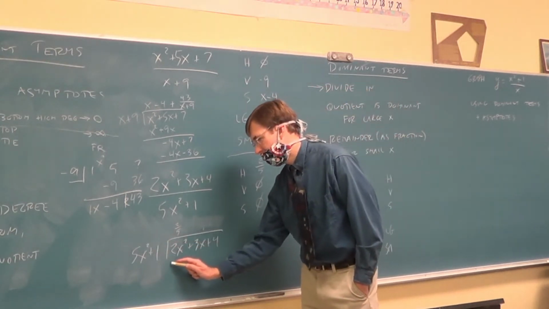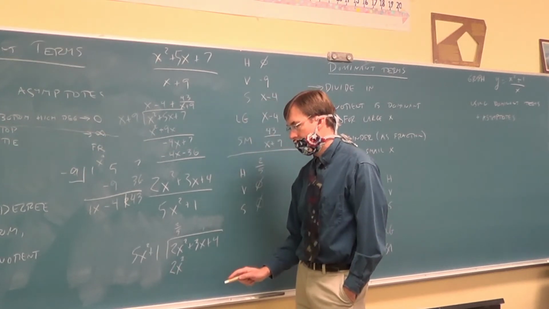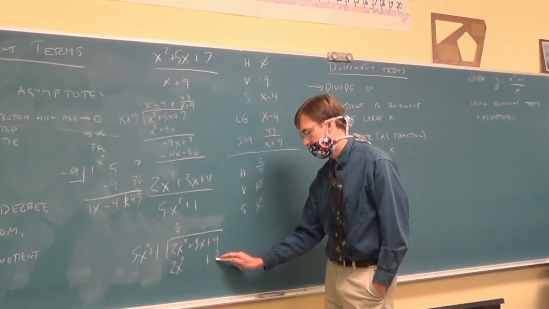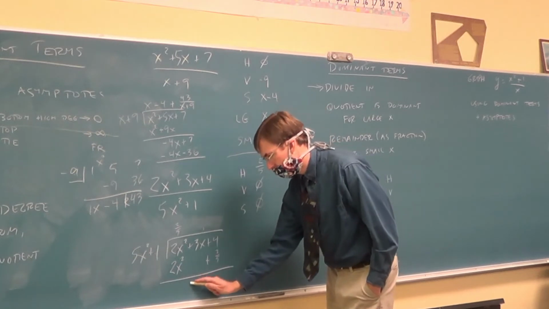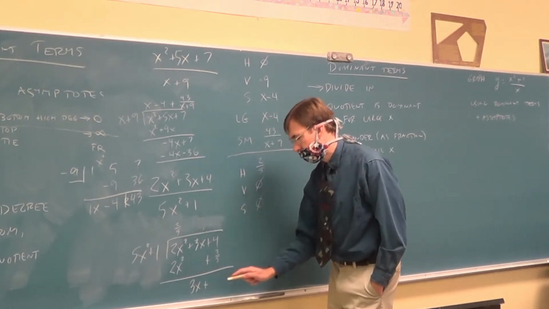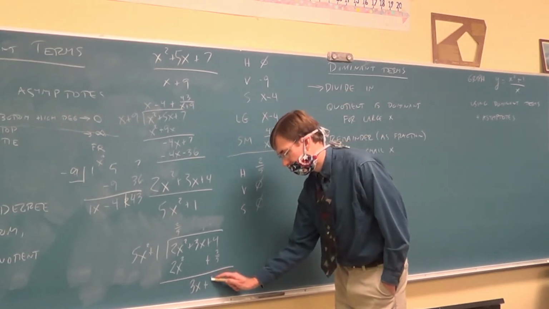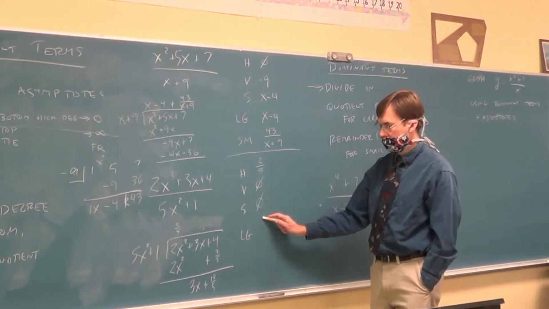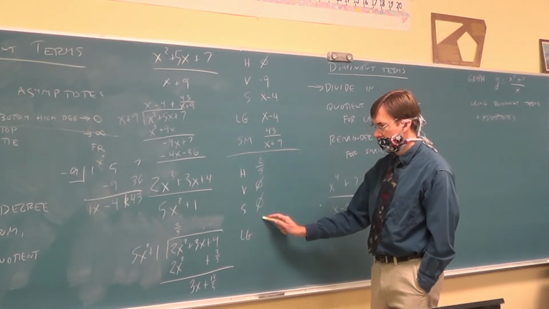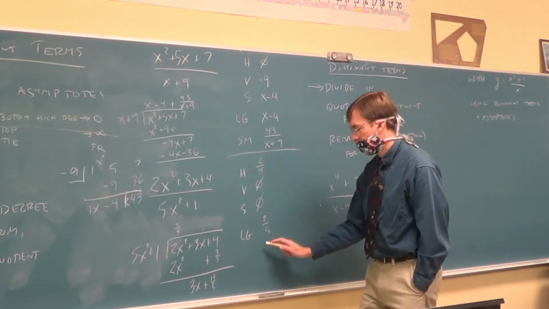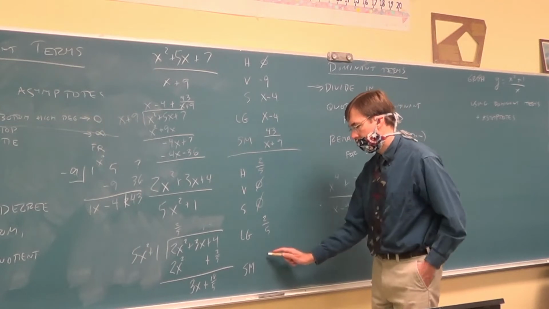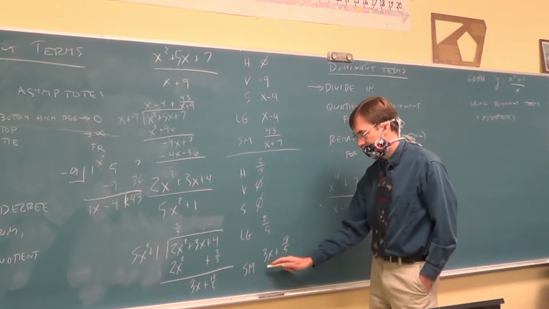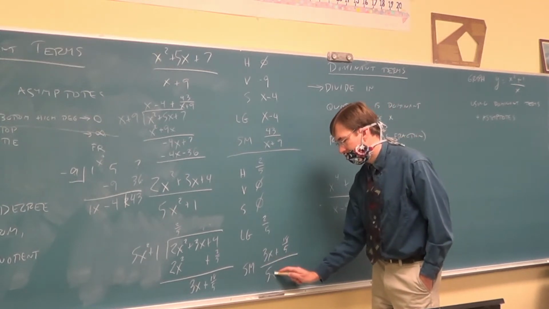If you distribute the 2/5, you get a 2x squared, that's why we picked it, plus 2/5. Remainder? 18/5 is fine. So the large dominant term would be 2/5. The small dominant term? 3x plus the 18/5, but not all by itself, over the original 5x squared plus 1.